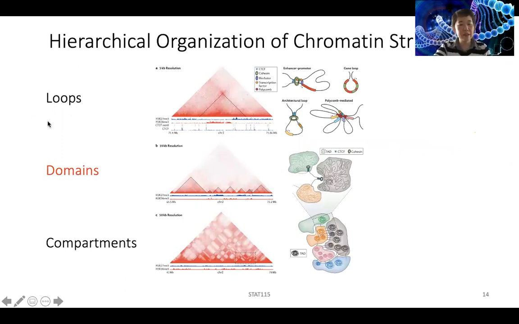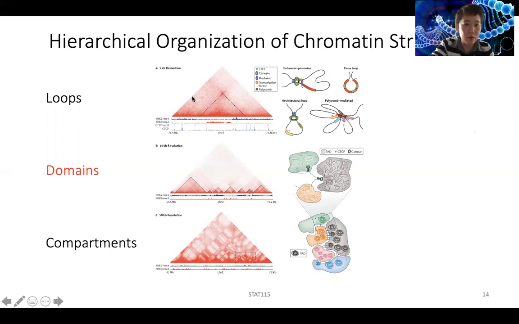The very first level is loops. So this region is interacting more with another region. And so on this Hi-C map, you can see here, basically, you are looking at a region. So the lower boundary here is just the chromosome. You can see that there are many red things here, meaning that when things are very close by, they do interact a lot with each other.